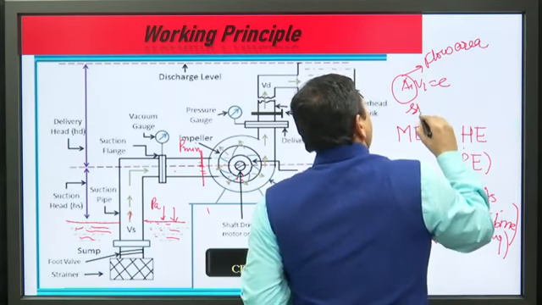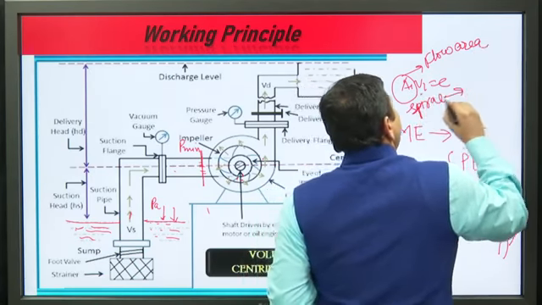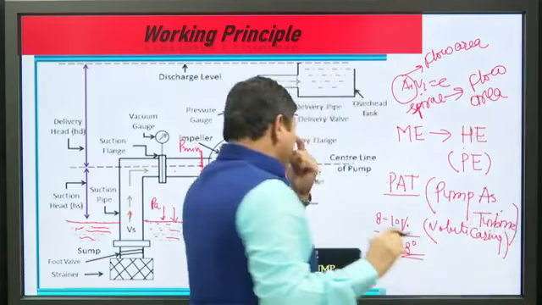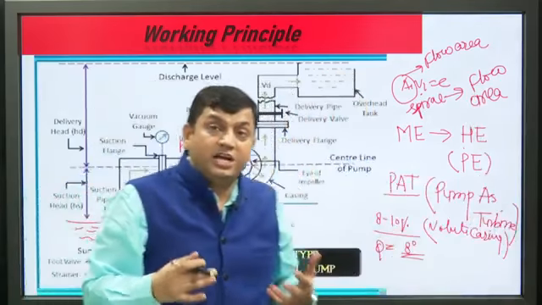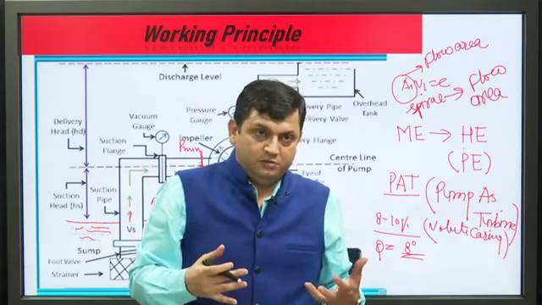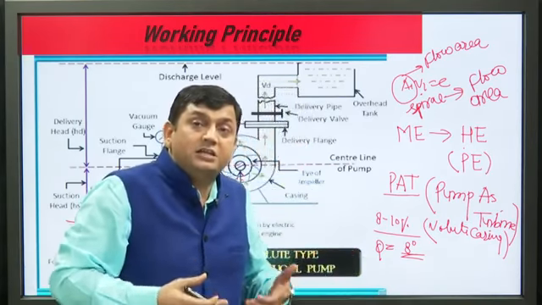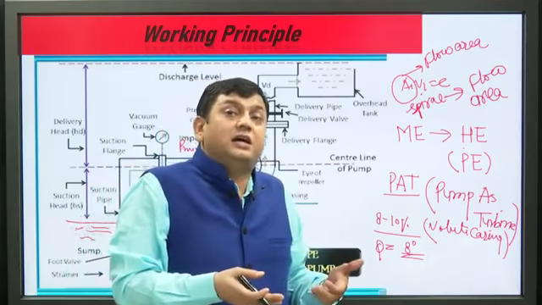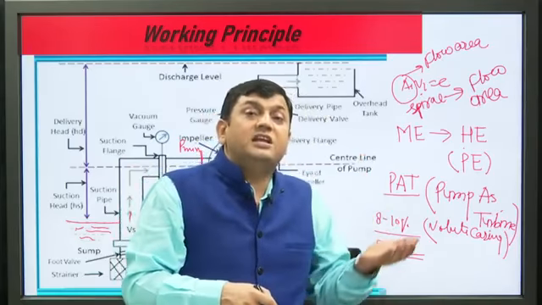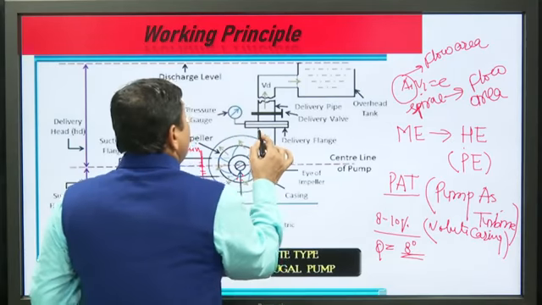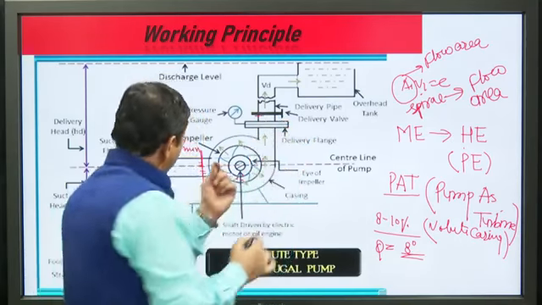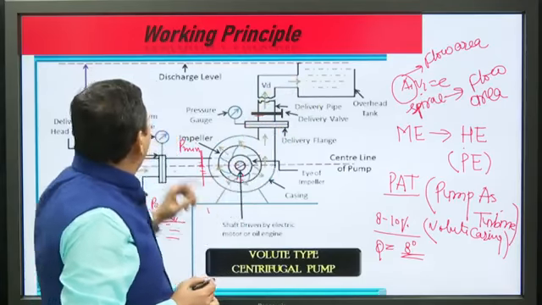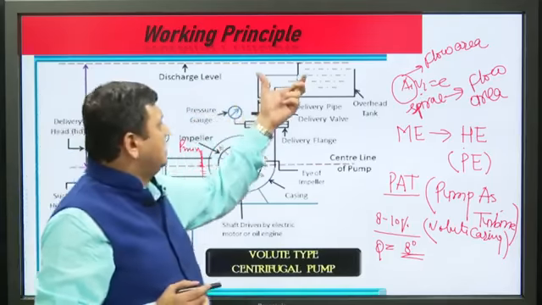So in case of the spiral, we are reducing the flow area, and the ultimate result is a reduction in velocity. Reduction in velocity means, on the basis of the Bernoulli equation, that if velocity is lower, pressure energy is higher. So the liquid exerts force on the delivery valve, it opens, and the discharge goes to the overhead tank.